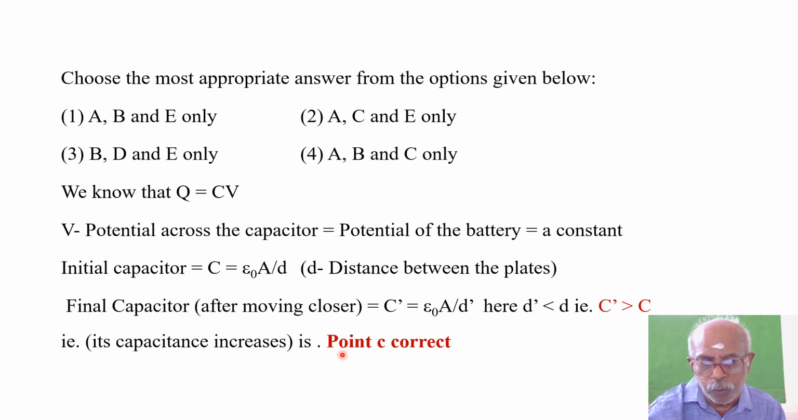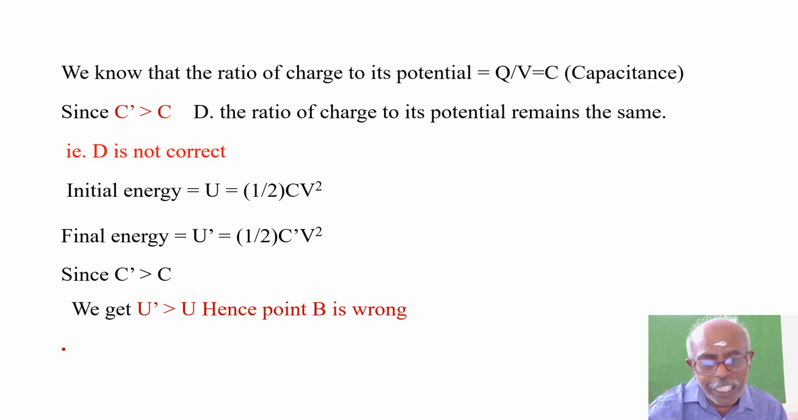Okay, let us look into that also. Now, already I told you that points C and D are somewhat similar. You know that the ratio of charge to its potential, that has been given in point D, is it not? So Q by V is equal to C. So already you know that C dash is greater than C. It means the ratio of charge to potential does not remain the same, but that is what is told in D. That means D is not correct. According to D, it remains the same, but actually it is not correct. Statement D is not correct. Okay. C is correct, but D is not correct.